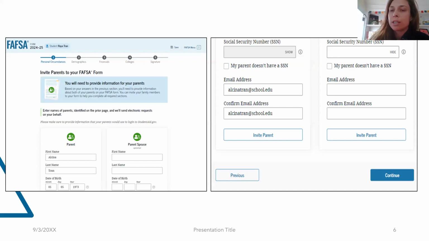Similar to in the past when students and parents have created federal student aid IDs, those data points need to be correctly aligned with what the Social Security Administration has on record in order for them to be able to receive the invitation and successfully match up with the student's FAFSA.